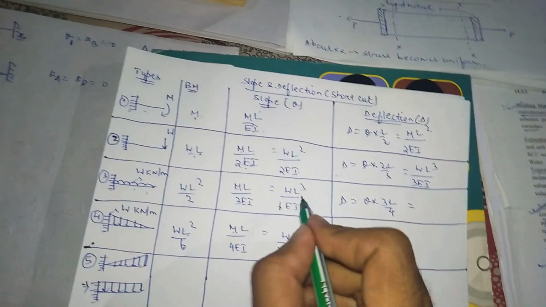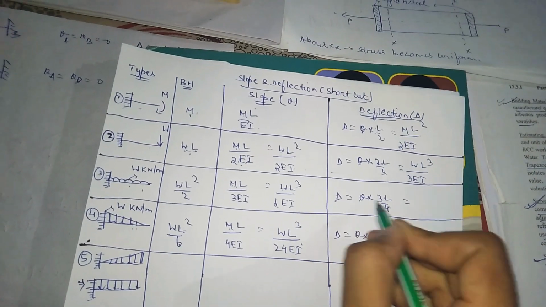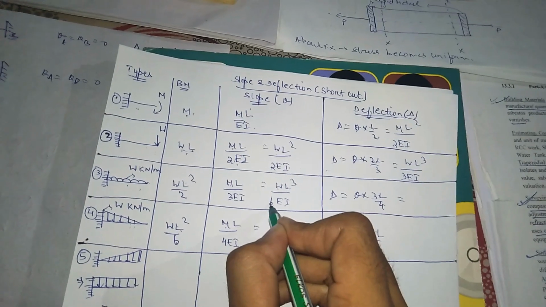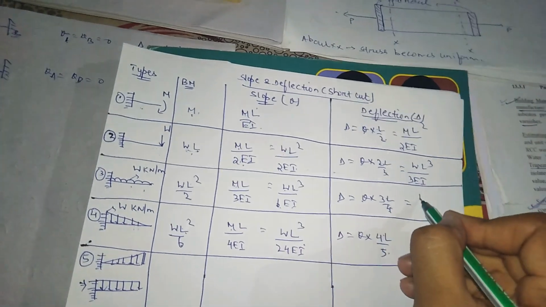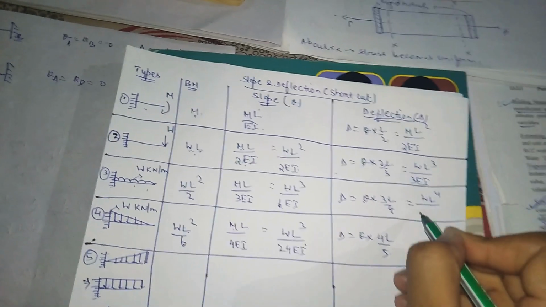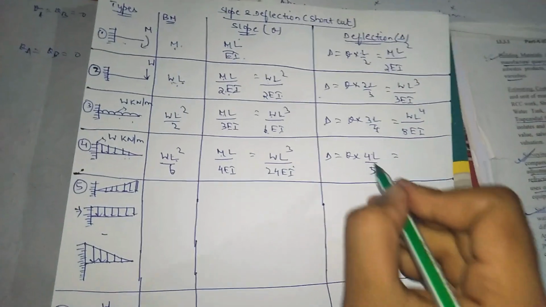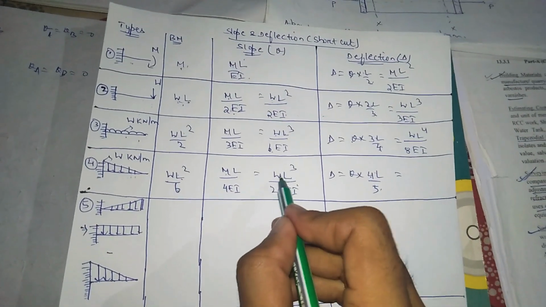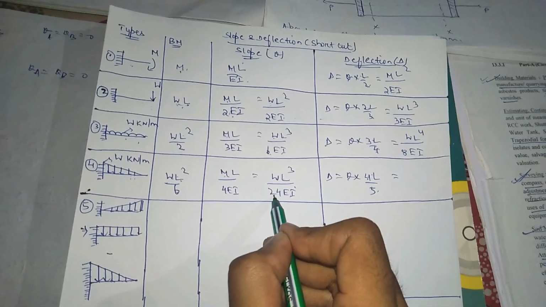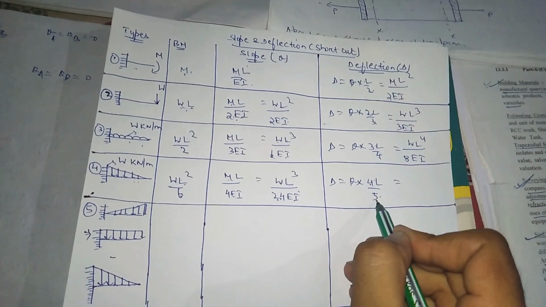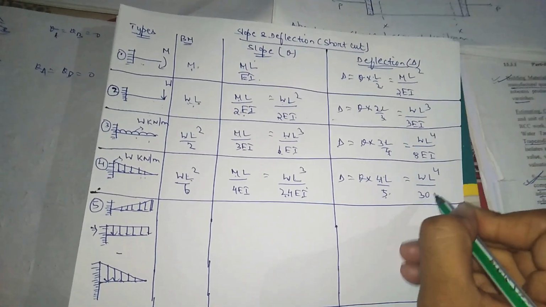Likewise, if you place WL cube by 6 EI in the place of slope, this 3 and this 6 will cancel, and here we will get 2 into 4 is 8, so we will get WL power 4 upon 8 EI. Likewise, if you place this WL cube by 24 EI here, this 4 and this 24 will cancel. As a result, here 6 into 5 is 30, so we will get WL power 4 by 30 EI.